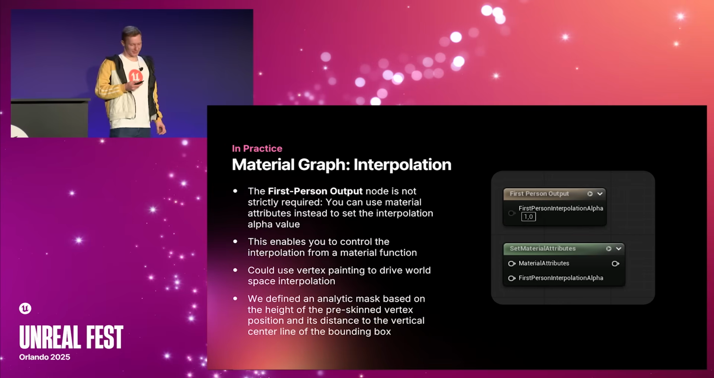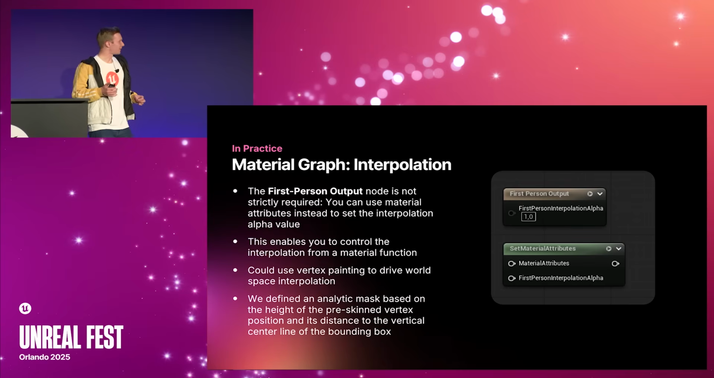So we instead did something slightly horrible. We defined an analytic mask based on the height of the pre-skinned vertex position and its distance to the vertical center line of the bounding box. That's quite a mouthful, but essentially we did some math to figure out, based on the pre-skinned vertex position, whether it belongs to the legs or not, assuming that legs are roughly in the lower half of the bounding box and sort of in a cone, because in our skin position, the arms kind of go like this. So you need to be careful not to include the hands.